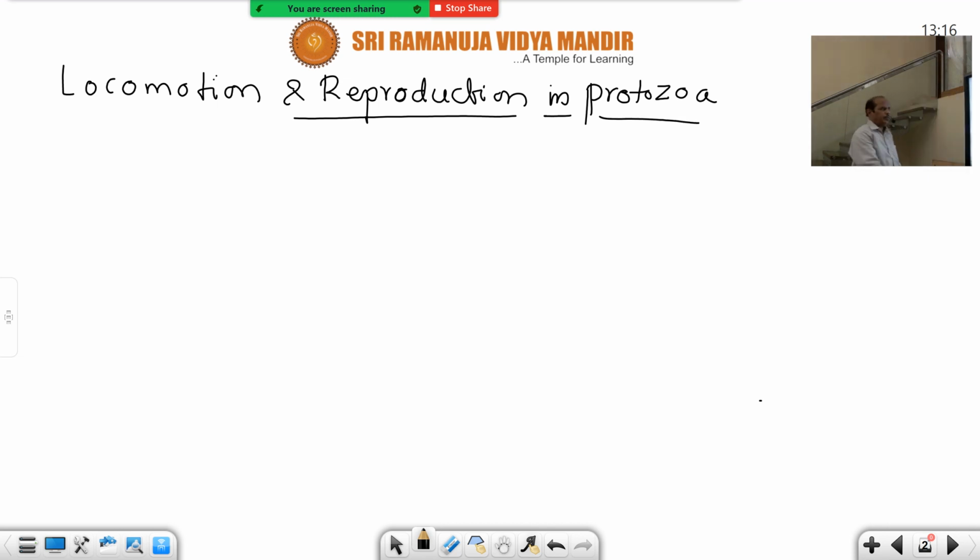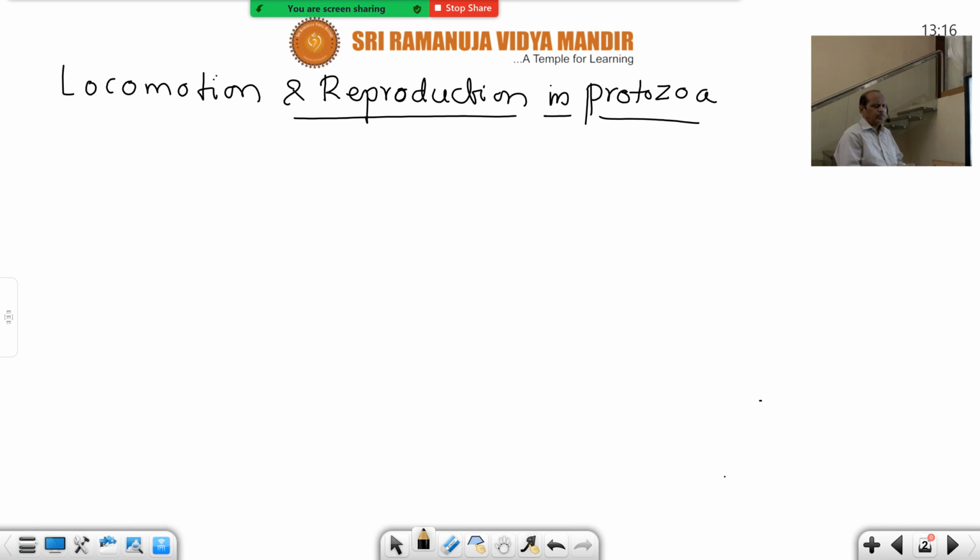But as per the IP book, this is important. Weightage is also there. 10 marks weightage is there. Two 4-marks questions and one 2-marks question. One 4-mark question from locomotion. Another 4-marks question from reproduction.